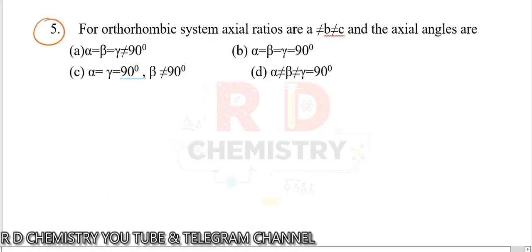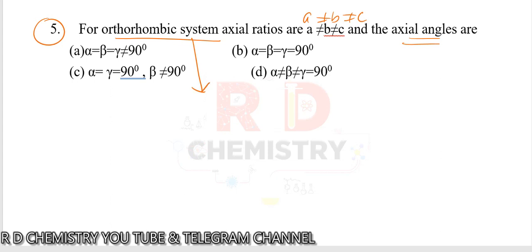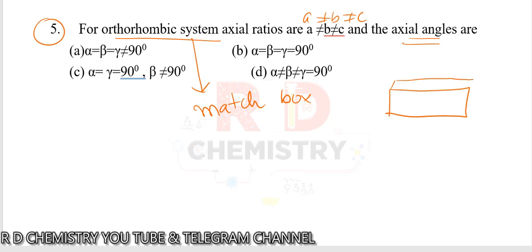Question number 5. For orthorhombic system, axial ratios are where A is not equal to B, not equal to C, and axial angles are equal to. Remember, orthorhombic system is an example like we can give matchbox type. Correct? In matchbox, all the lengths are not same. You know that one. So they have got different length.